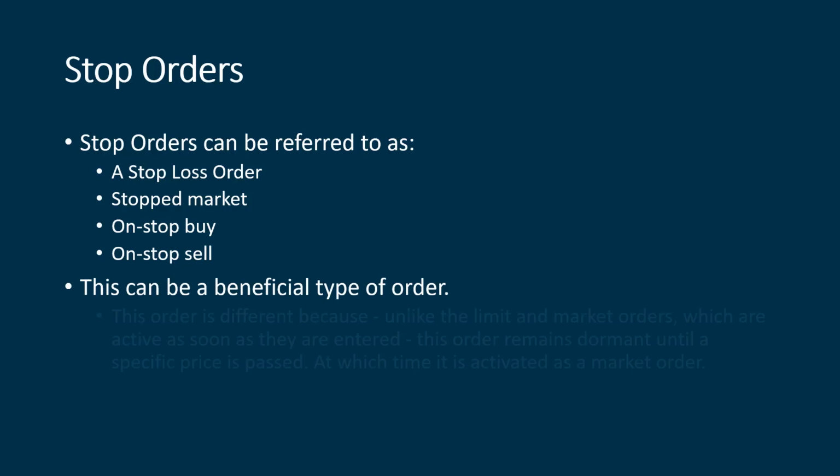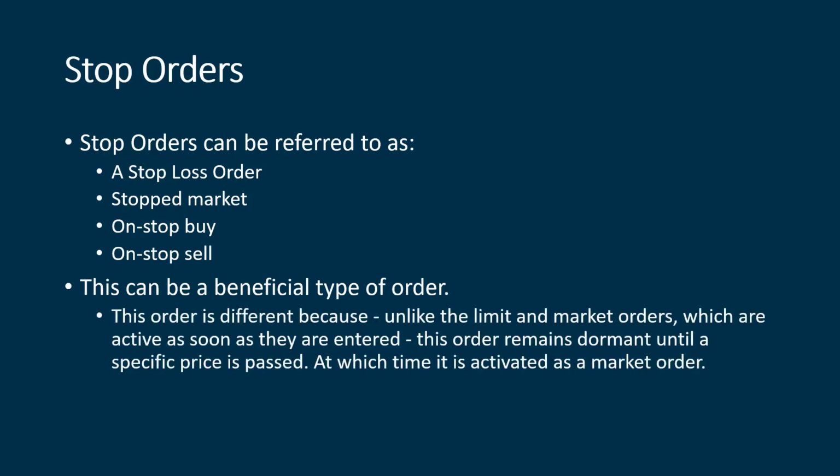This can be a beneficial type of order. The order is different because unlike a limit or a market order, which are active as soon as they're entered, this type of order, the stop order, remains dormant, or it doesn't do anything, until a specific price is passed, at which time it's activated as a market order. A lot of investors use these. If you have a stock that you've held on to for a while and it's at $60 per share, and you think, I've had a pretty good run with this. I'm going to be away for a little while. I can't really watch things. I'm going to put in a stop loss at 55. So if prices do fall, it executes whether you're watching or not watching it.